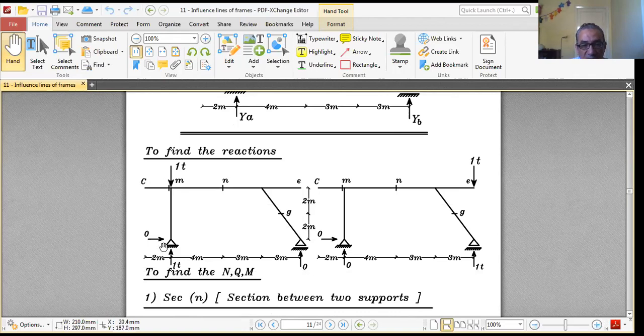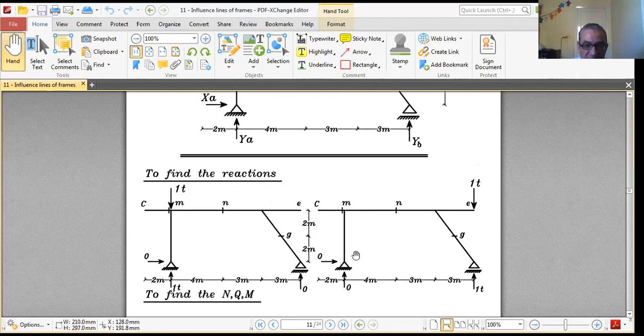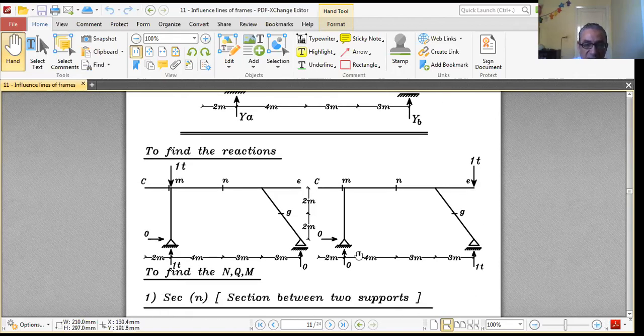we put the load at A, so Y_A equals 1, X equals 0, Y_B equals 0. We put the load right on B, which lines up with the tip of the right cantilever. The reaction is 1 at B, and the reaction at A is 0. So this is the influence line of reactions. Okay, so from 1 to 0 and from 0 to 1.